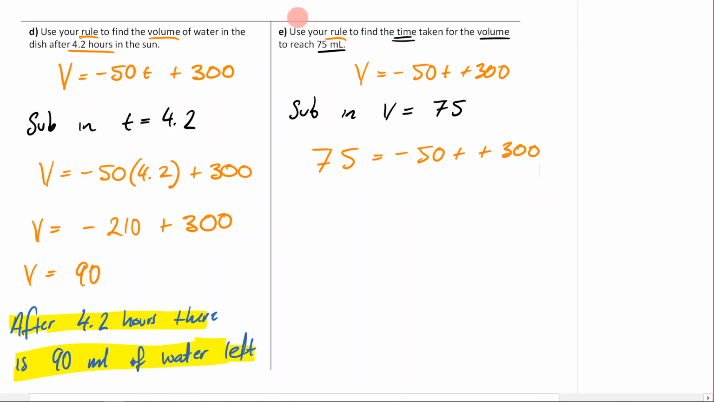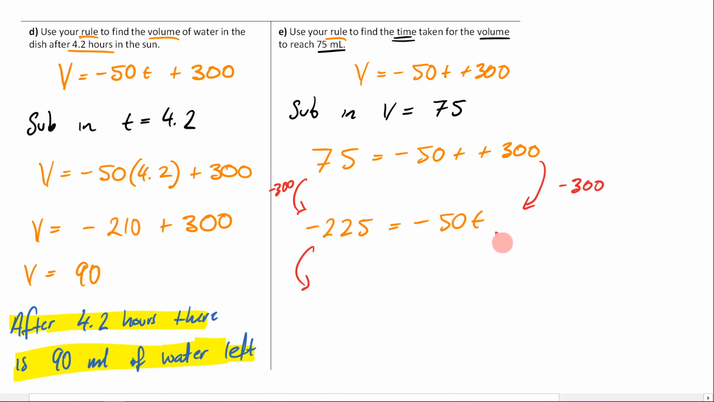I then do some rearranging here. So I'm going to get rid of 300 from both sides by subtracting. What is 75 minus 300? It is minus 225 equals negative 50T. Then I need to get rid of that negative 50 on the T there. So I'm going to divide both sides by negative 50. Again, you can use your calculator here. Negative 225 divided by, now I've forgotten something here, haven't I? We're dividing by negative 50. That's important. We're dividing by negative 50.